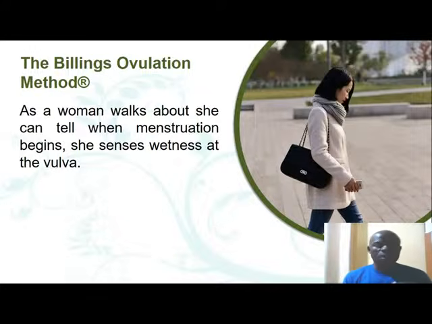As the woman walks about, she can tell when menstruation begins. She senses wetness at the vulva. I remember some of my students, when I'm describing even the kind of wetness here, when they are charting through the Billings Ovulation Method app, you will see them writing wetness, every wetness. And then I ask them, the wetness that you have just described, is it the same? Some of them start, oh, it is not the same, but I don't know how to describe that one.